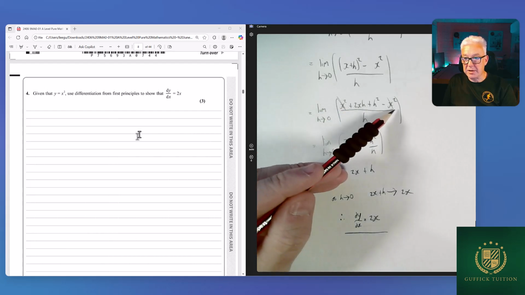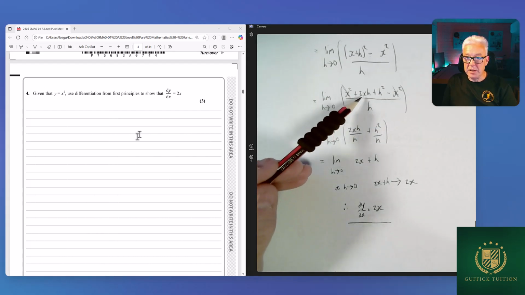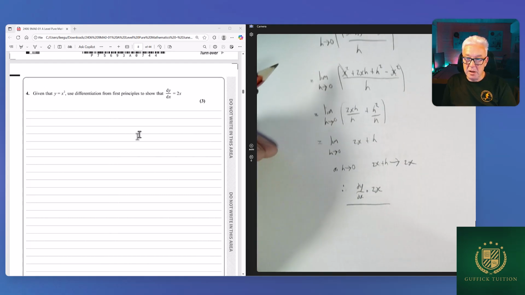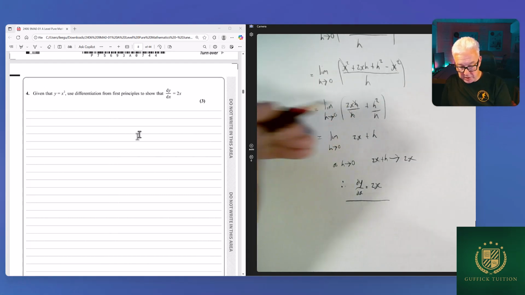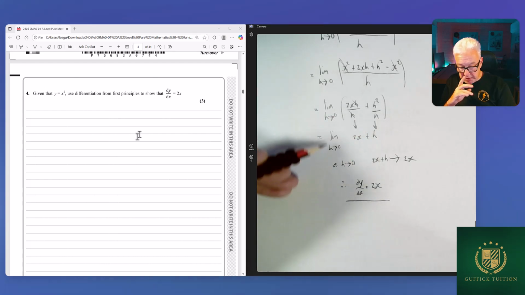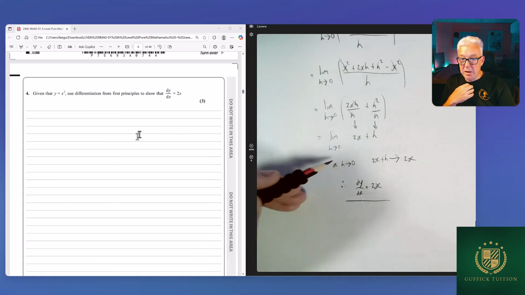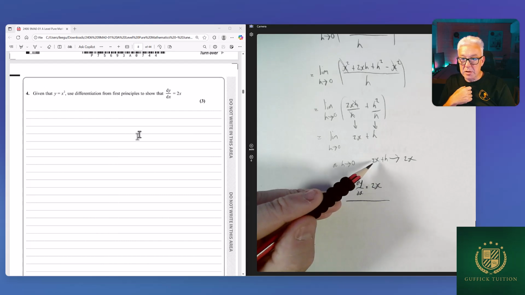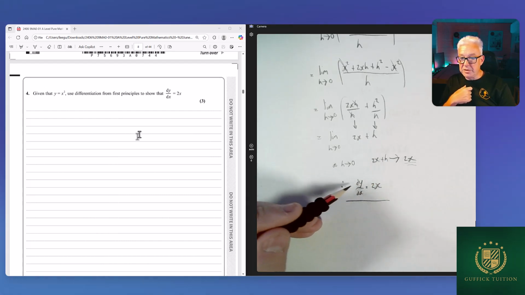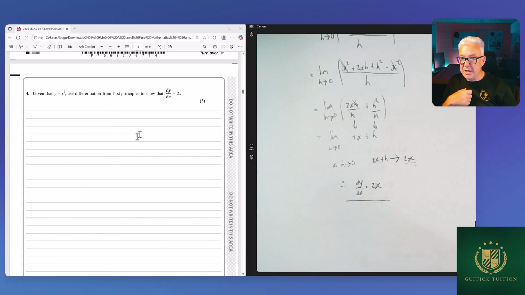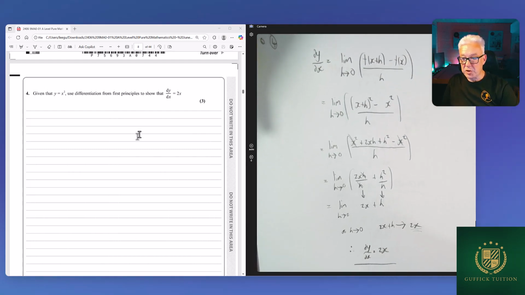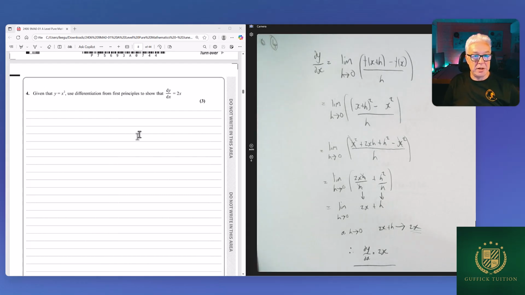The x squareds cancel. This can now break down into 2xh over h and h squared over h. The h's cancel here, leaving us with 2x plus h. Now, we've got the limit as h tends to 0. And as h tends to 0, 2x add h is going to tend towards 2x. So therefore, the derivative dy by dx is equal to 2x. And that's that first principles differentiation done. Quite a nice little question there.